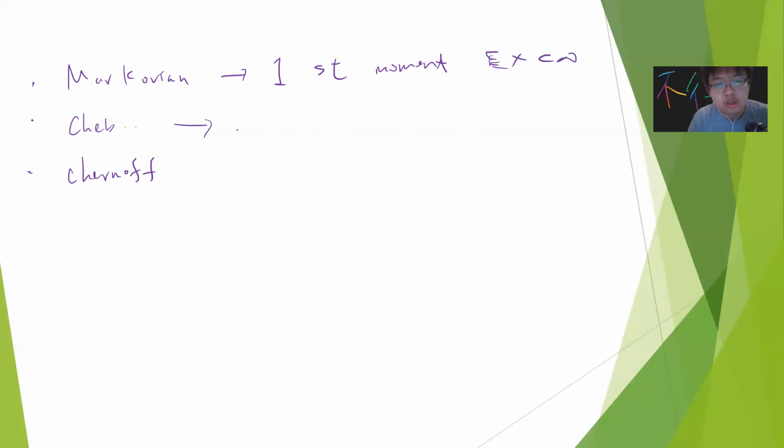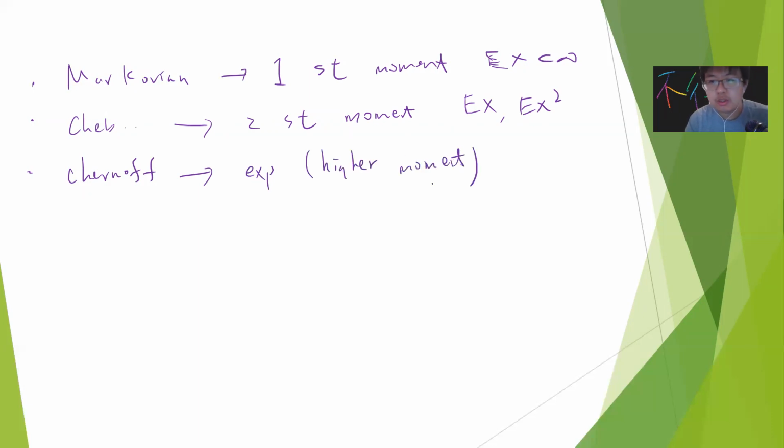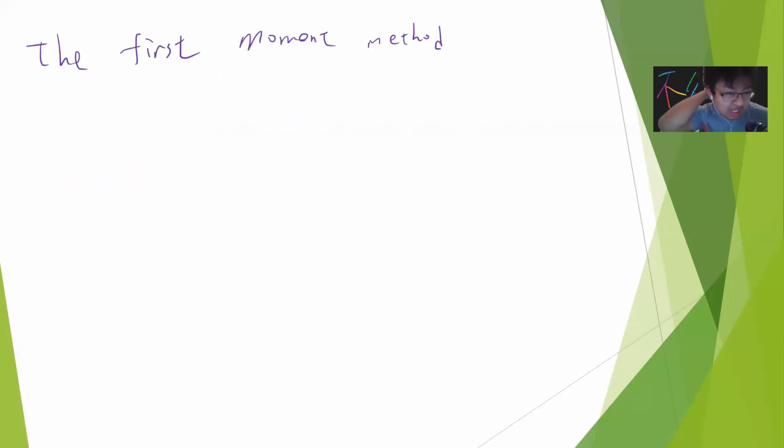Chebyshev is the second moment method. The idea is that, suppose you know E of x and E of x squared, how can you use the expectation values of these two to control the probability? And Chernoff is basically an exponential method, or you can view it as a higher moment method. These ideas are commonly used in analytic number theory and probability.